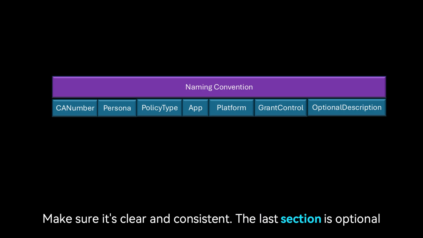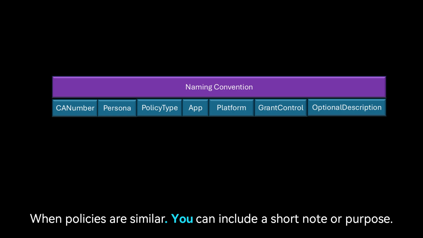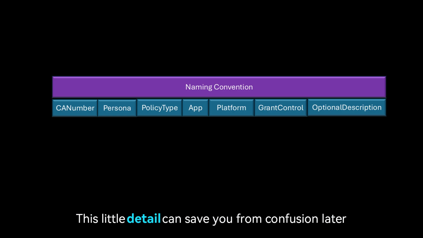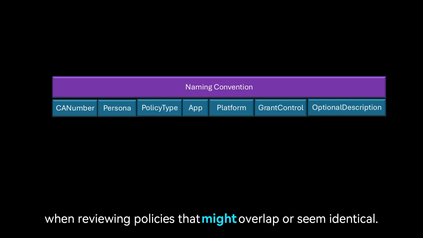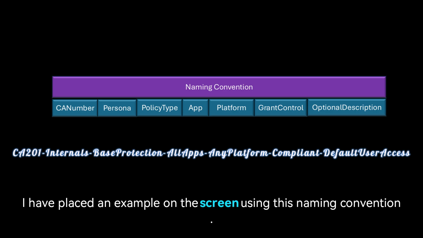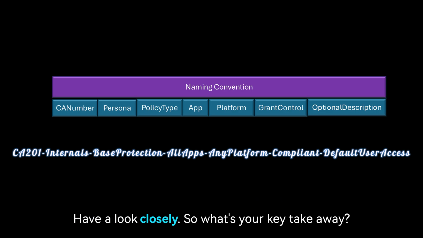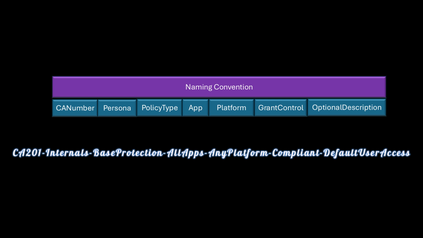The last section is optional but extremely helpful when policies are similar. You can include a short note or purpose. This little detail can save you from confusion later when reviewing policies that might overlap or seem identical. I have placed an example on the screen using this naming convention. Have a look closely. So, what's your key takeaway?